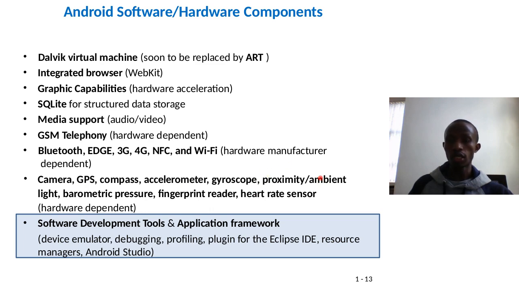We have a sensor that can measure the amount of light, so it can sense whether it's night or day and such things. You have even a barometric pressure sensor, a fingerprint reader, a heart rate sensor. I think we also have others with iris scanners. Some have radio, or maybe infrared. You have one with infrared.